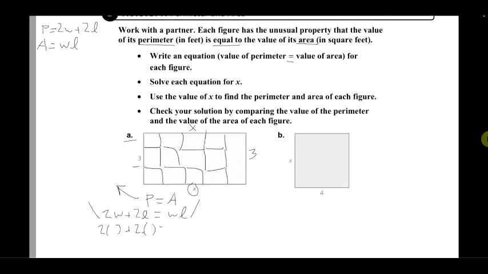equals parentheses times parentheses. Let's fill in our information. W is 3. L is just x in this case. W again is 3, and L is x for the length. If we simplify this, it looks like 2 times 3 is 6 plus 2x equals 3x.